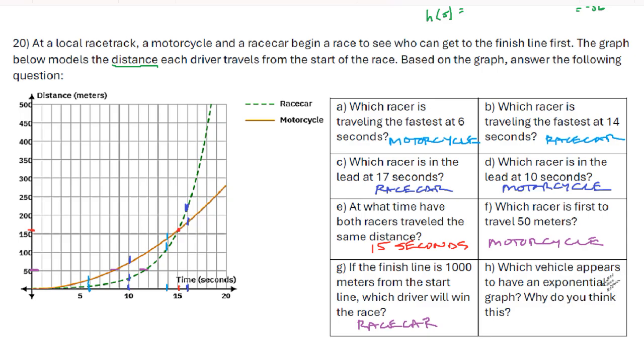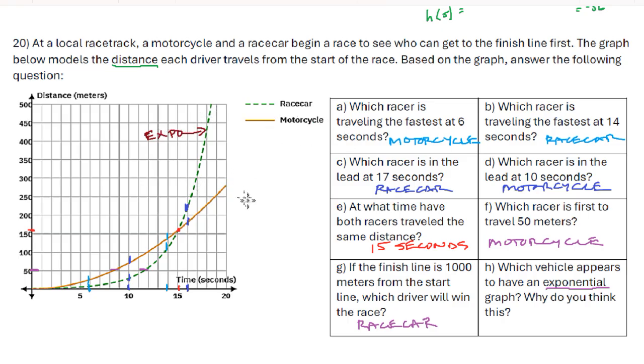And then, which vehicle appears to have an exponential graph? So class, we've learned this in this unit. An exponential graph can start off very flat, but when it starts to grow, it grows exponentially. That means every time we add a little bit to the graph, it's multiplying the speed and getting very, very fast. So if you look at this graph, I would tell you it is pretty safe to predict that this graph right here, the race car, appears to be exponential.